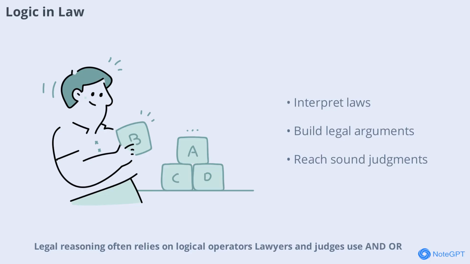Legal reasoning often relies on logical operators. Lawyers and judges use and, or, and not to interpret laws, build arguments, and reach verdicts. For example, a law might state, "A person is guilty if they committed the act and had intent." Understanding logical operators is key to analyzing legal texts and making sound judgments.